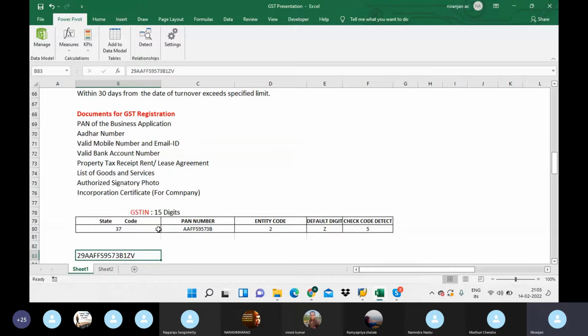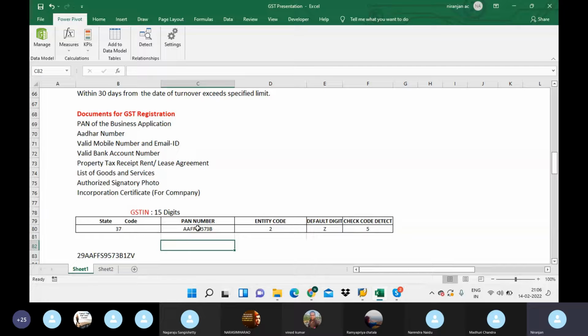Coming to your PAN number, here you can observe your PAN number is 10 digits. In the 10 digits, the fourth digit indicates whether it is a firm, company or individual. Here the fourth digit is F, which indicates firm. C is for company, and P indicates individual. Suppose you look at each and every person's PAN number, the fourth digit is P, that is an individual.